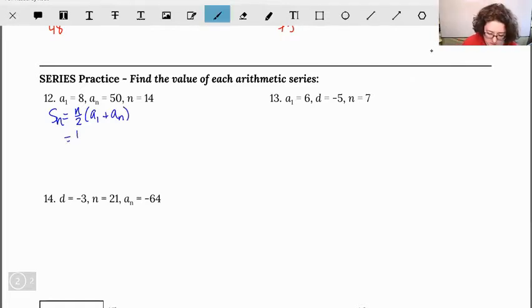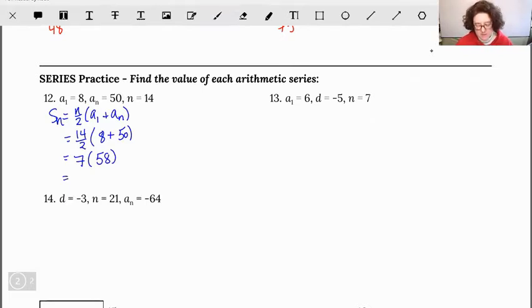So 14 divided by 2 times our first term 8 plus our last term 50. So 14 divided by 2 gives me 7, 8 plus 50, 58. Even if you're plugging this into the calculator, I would still simplify each piece before you type it in. If you're dealing with fractions and parentheses, especially if you're using a TI calculator to check your math, it is really easy to leave off a parenthesis and you wouldn't necessarily know it if you're running through your problems quickly. So we go through and we multiply 7 times 58, and that gives us 406.